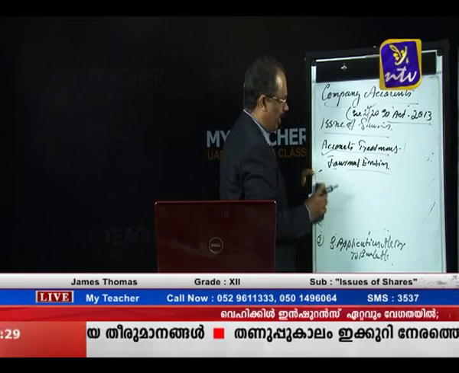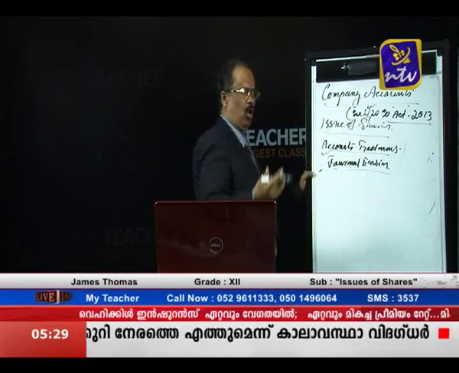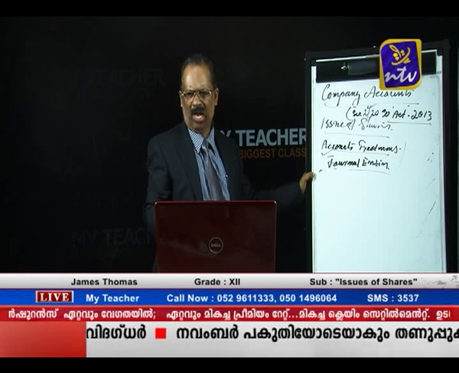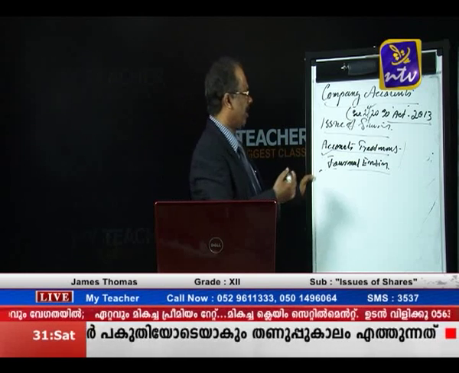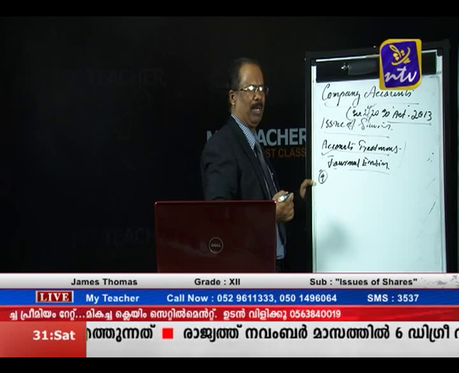So what is the entry for allotment? Share allotment account debtor to share capital. Our context is allotment money due. First is application and second is allotment. So our entry is number 4. Share allotment account debtor to share capital account.